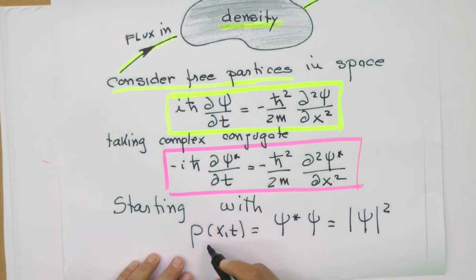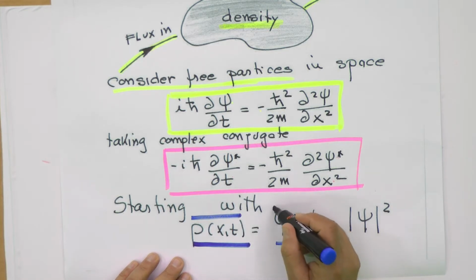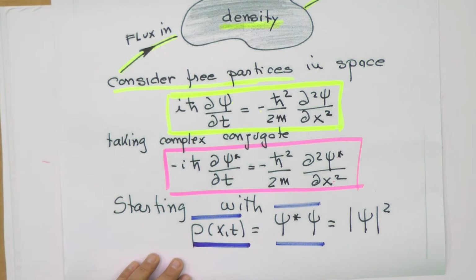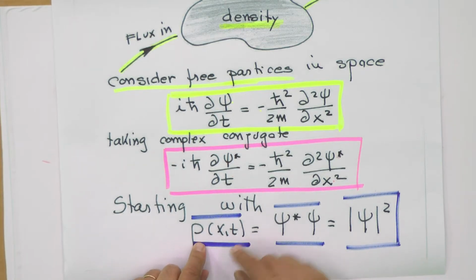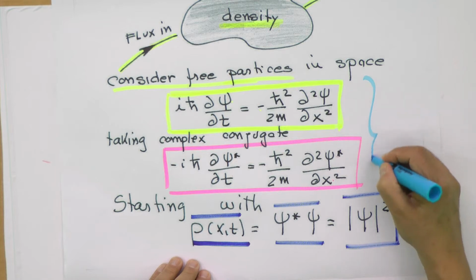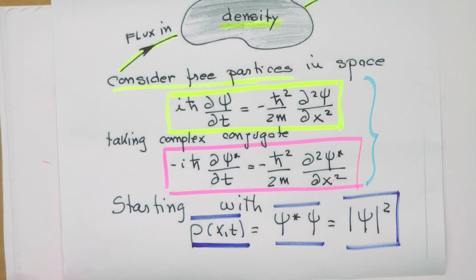Now I'm going to start with the probability density, which is the product of the two, the wave function and the complex conjugate, which gives me the modulus squared. This is the density, and I explained to you a few minutes ago why we consider that as density. And everybody agrees, and everybody was happy. I'm going to start with this, but I have to keep in mind those two relations. Cannot forget those two relations.